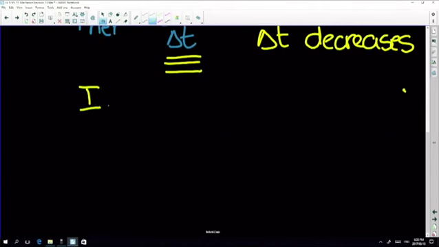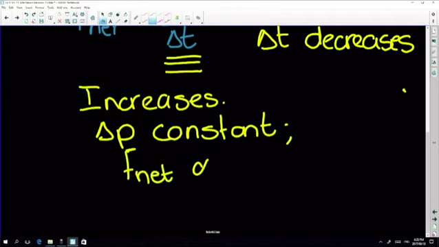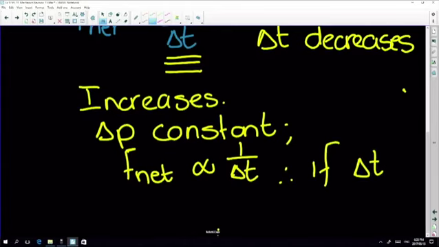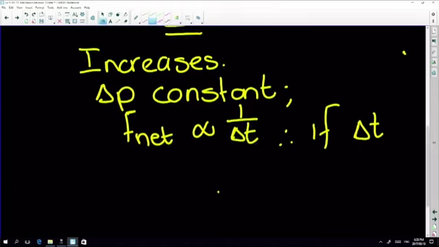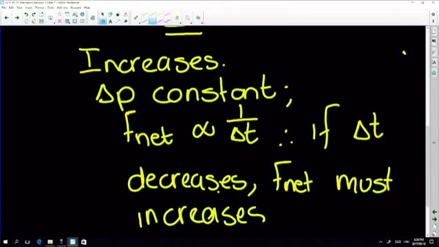So what we'd say is it increases. So we answer the question. Increases. Okay, now change in momentum is constant. F net is inversely proportional to delta t. Therefore, if delta t decreases, F net must increase.